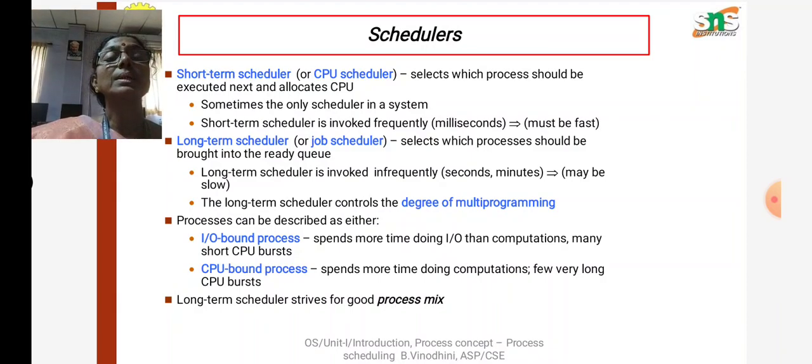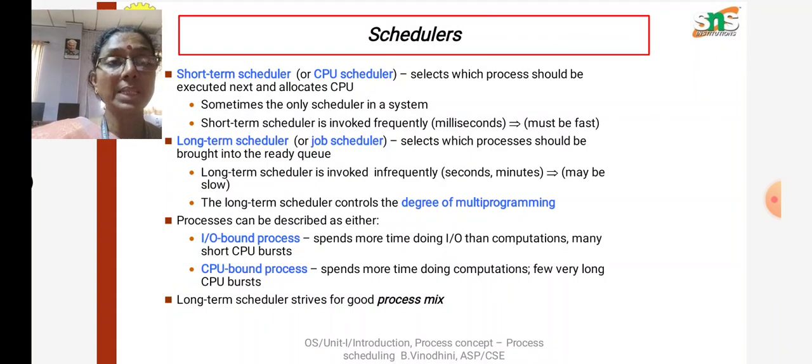The long-term scheduler controls the degree of multiprogramming, while the short-term scheduler maximizes multiprogramming. As I said earlier, there are two types of processes: I/O-bound processes and CPU-bound processes. I/O-bound processes spend more time in I/O device execution, while CPU-bound processes spend more time in CPU execution. These are the schedulers we need to execute processes from secondary to main memory.